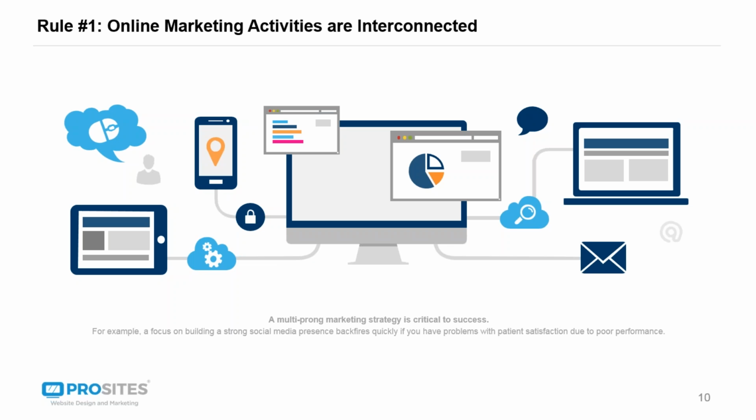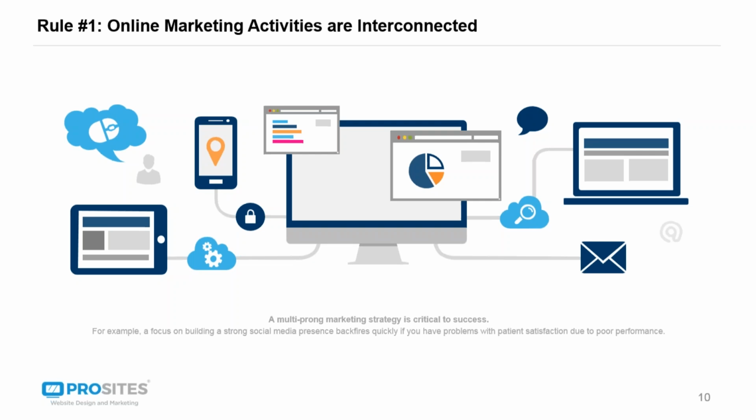But online marketing activities are really interconnected because it's really one online world. So if you have a really strong website, but your social media presence is really bad, or your reviews are really bad because you have problems with patient satisfaction, or you have a problem in your front office, or the location is very bad, or whatever it is, that affects your entire online presence. So the online marketing activities, the thing you do with one component, is interconnected with another component, and you must think about them holistically.